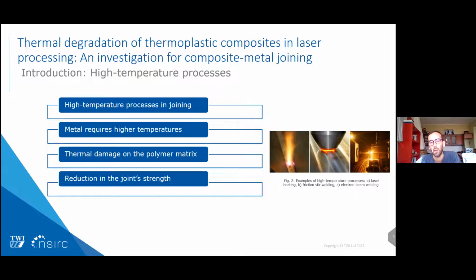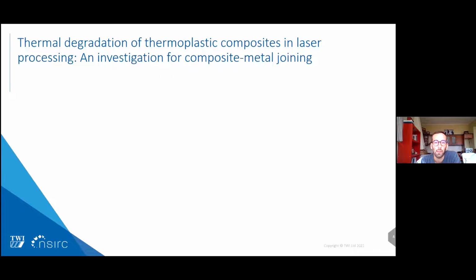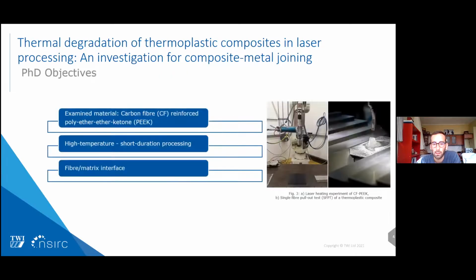But what happens if we apply very high temperatures for a very short amount of time? That's what we're trying to investigate in the PhD. The idea is to identify the area where you can reach very high temperatures for a few milliseconds, for a very short amount of time, that are okay to create a joint without damaging the composite material. So high temperature short duration processing is examined.